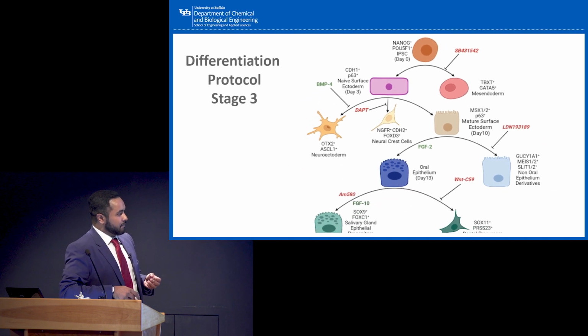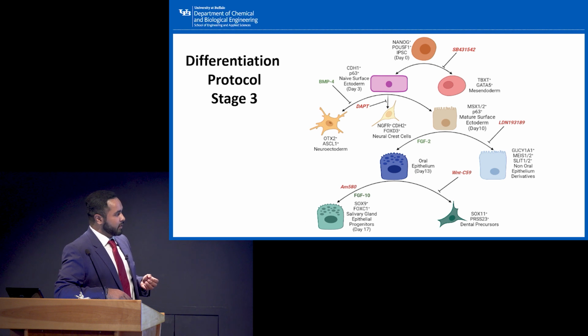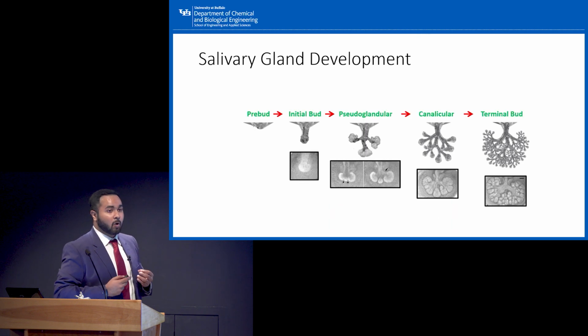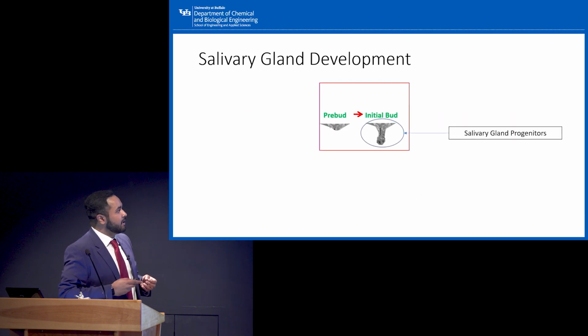After which, a 4-day induction with these factors basically gives us our salivary gland epithelial progenitors. So we tried to model the salivary gland epithelial progenitors after this initial bud, because this is the cell type which forms all the cell types contained in an adult salivary gland. So let's take a closer look at what this bud actually contains.